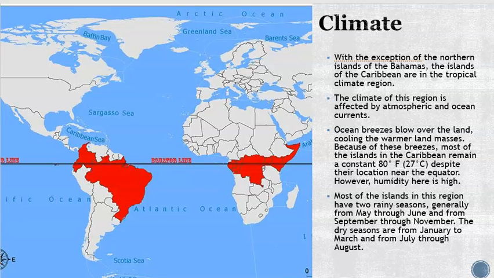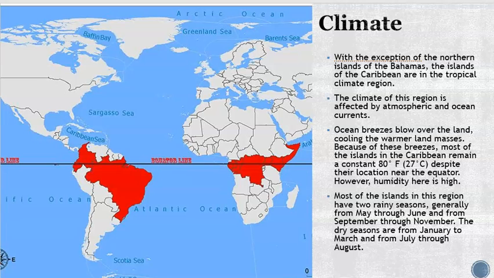The climate of this region is affected by atmospheric and ocean currents. Ocean breezes blow over the land, cooling the warmer land masses. Because of these Caribbean breezes, most of the islands in the Caribbean maintain a constant 80 degrees, even though they're very close to the equator. But humidity here is very high, so there's a lot of moisture in the air.